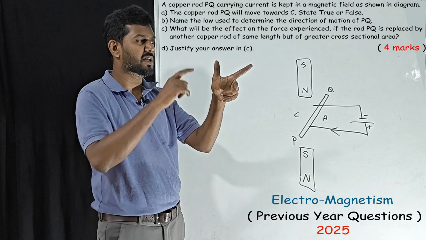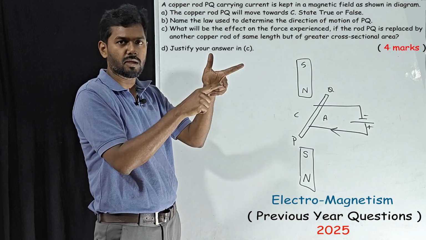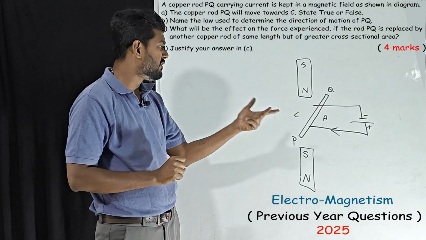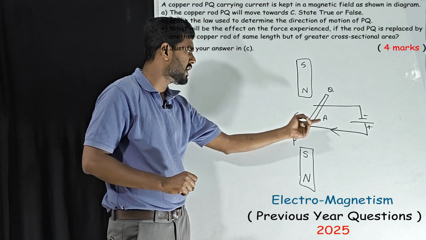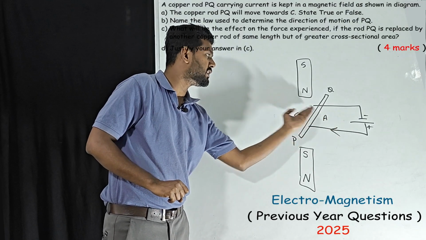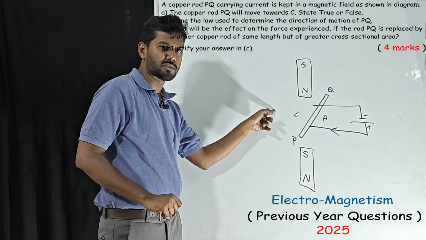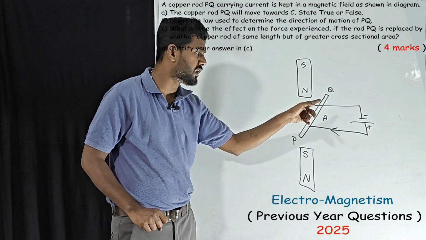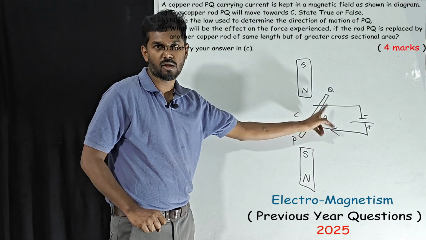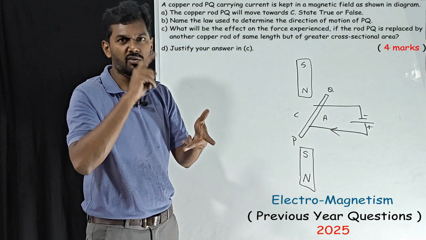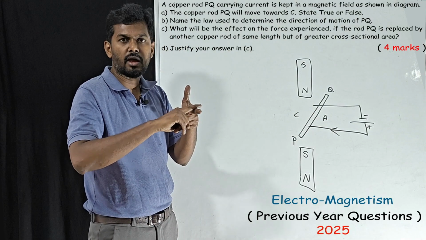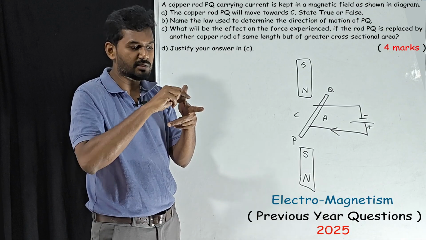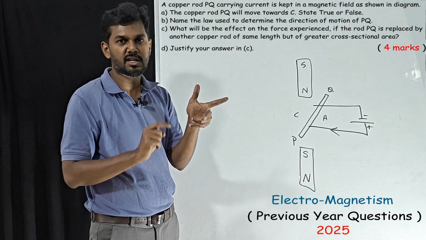First, always assign. See, FBI. F means force. That is what we are going to find. In which way? If the force is pushing the rod this side, the rod will move towards C. If the force is pushing the rod that side, towards right, the rod will move towards A. Correct? We don't know the direction of force. That is what we need to find. What is given? FBI: F force, B means the direction of magnetic field, I the direction of current.